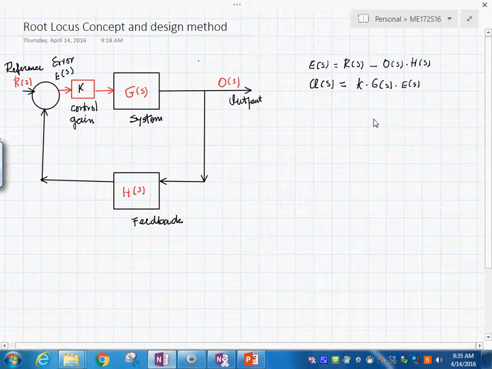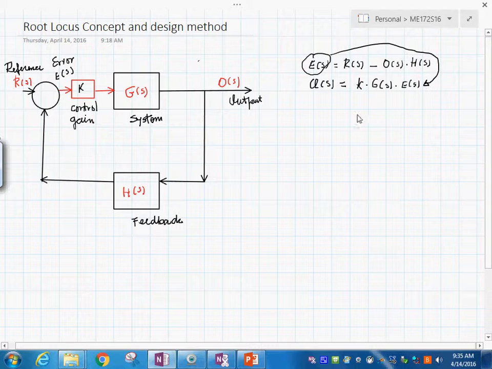See? Error times K times G of S is the output, and the error is this difference. With these basic two equations you can do very wonderful things. Let me show you. Let's replace this into here. And what do we have? The output is equal to K times G of S multiplied by R of S minus output of S times H of S.